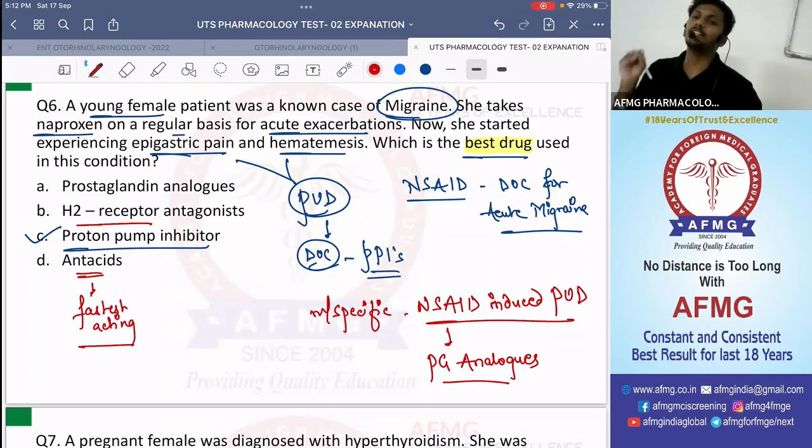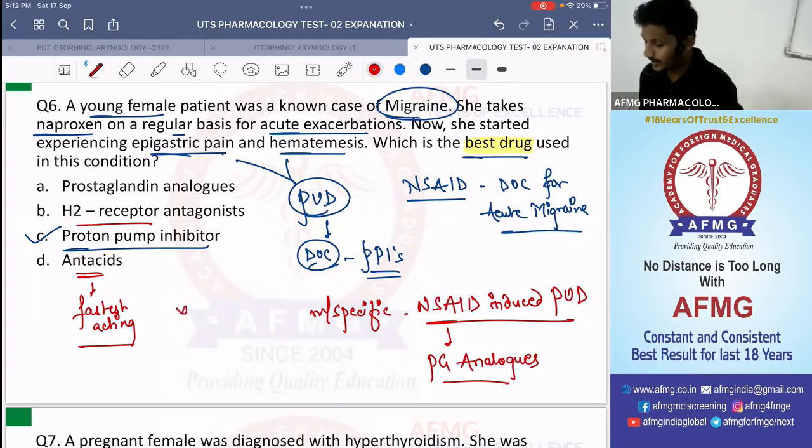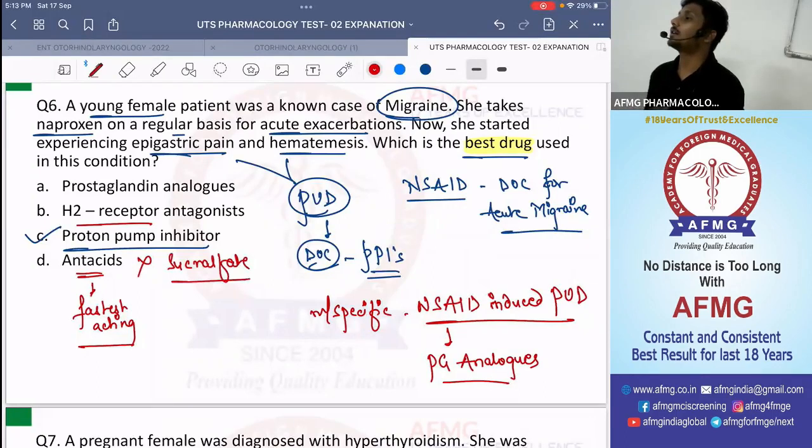They will neutralize the acid which is already formed inside the stomach, and therefore the fastest acting are the antacids. But please remember, antacids should not be combined with another drug called sucralfate, because sucralfate will do a coating of the ulcer. The sucralfate is responsible for coating of the ulcers.